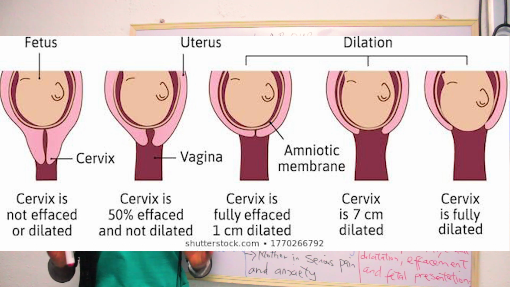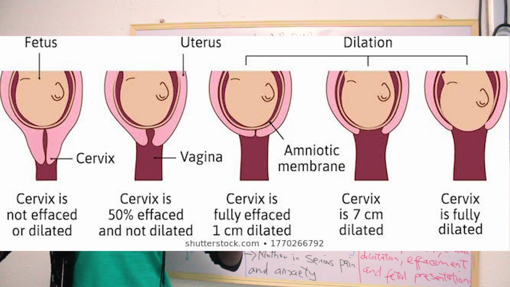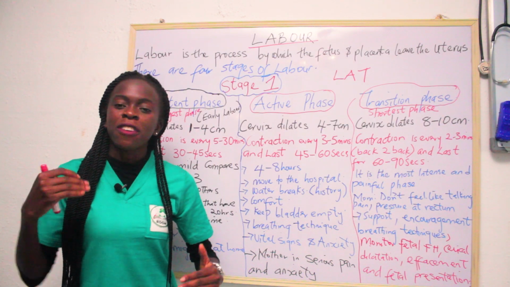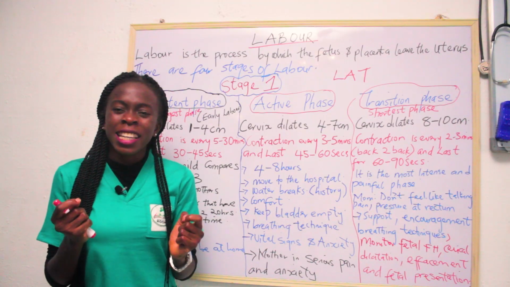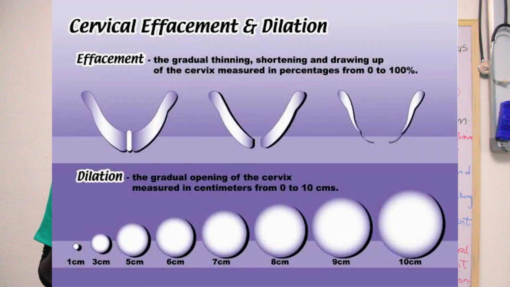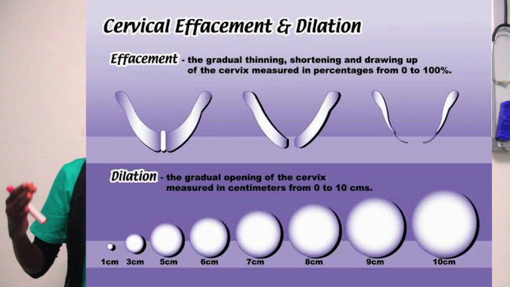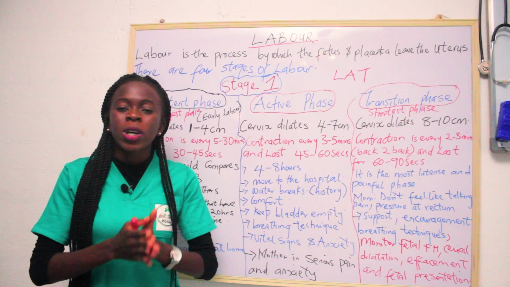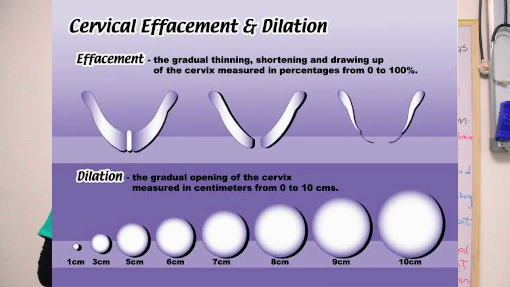During the first stage of labor, there is cervical dilatation, that is, the cervix dilates, and there's also what we call effacement. Effacement is simply the thinning of the cervix. So in the first stage of labor, there is cervical dilation and also thinning of the cervix.